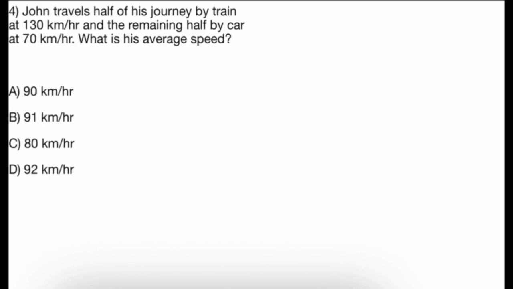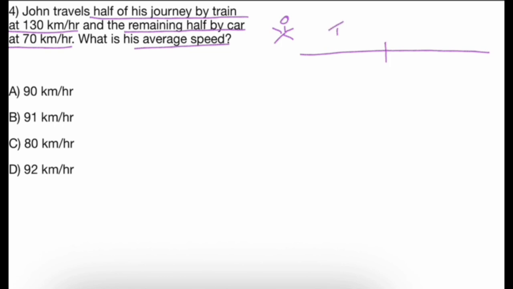So that is question number 4. It says John travels half his journey by train at 130 km per hour and the remaining half by car at 70 km per hour. What is his average speed? Okay, suppose we have the distance John is traveling, and half of this distance he travels by train and the other half by car.